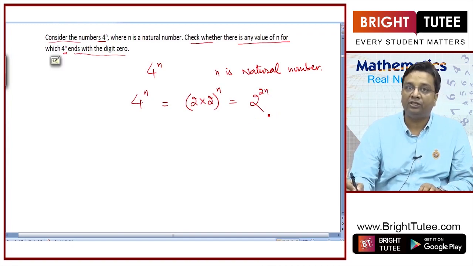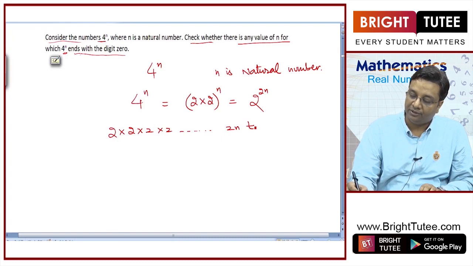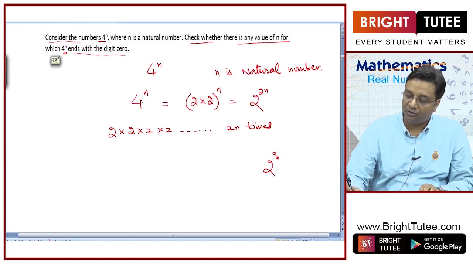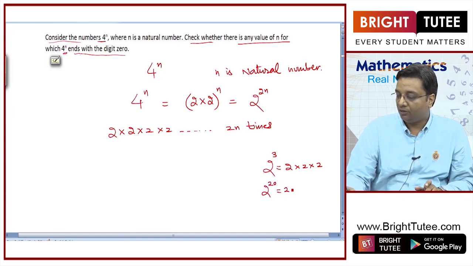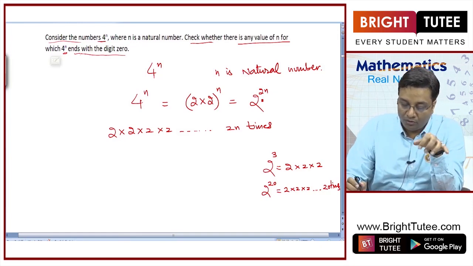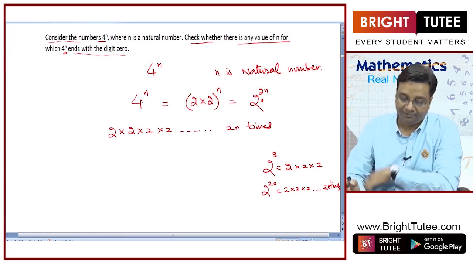What is the meaning of 2 raised to power 2n? That I have written 2 into 2 into 2 into 2 and so on, 2n times, right? How do you think about 2 cube? You write 2 into 2 into 2, 3 times, right? 2 raised to power 20 is 2 into 2 into 2, this product goes on 20 times. Similarly, 2 raised to power 2n is 2 into 2 into 2 and so on up to 2n times, right?